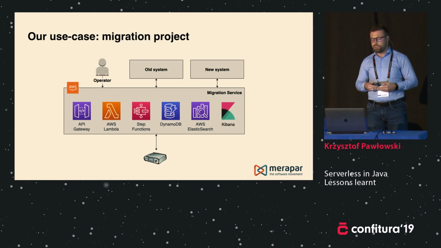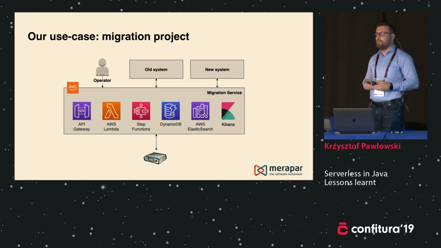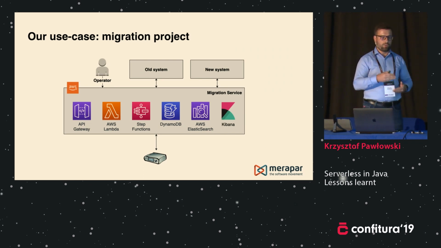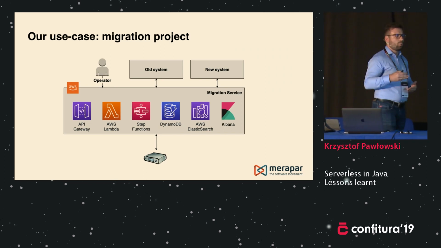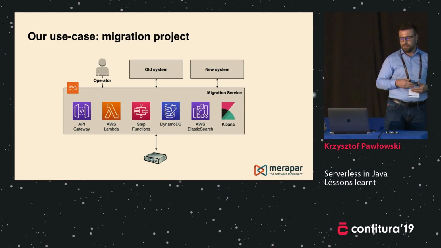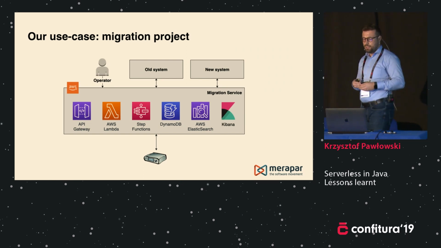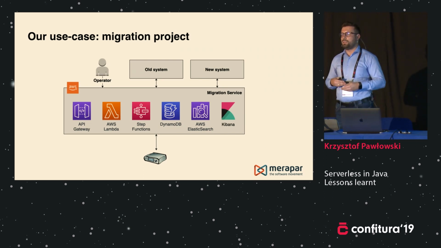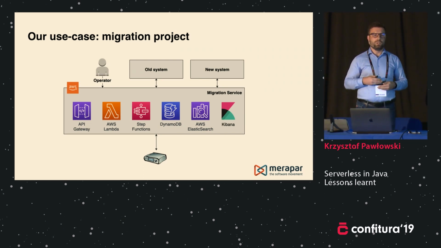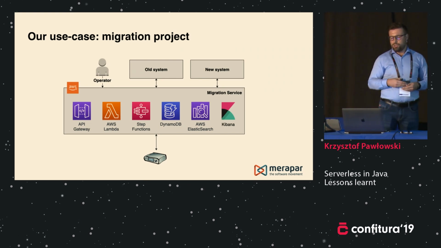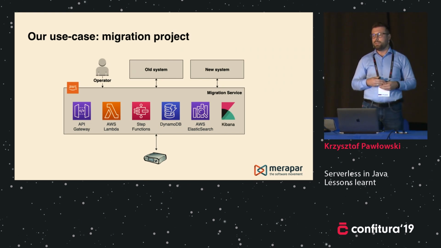We also use services like AWS Lambda for actually implementing those steps of the migration workflow. So this was the part where our business logic was implemented. Also, we use API Gateway for defining the endpoints. We use DynamoDB as a database where we kept the migration status. And also, we use AWS Elasticsearch and Kibana for logging.